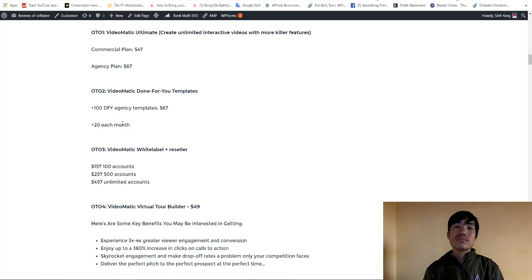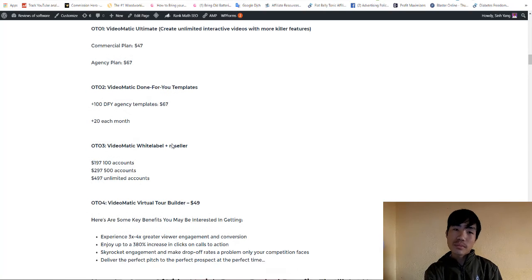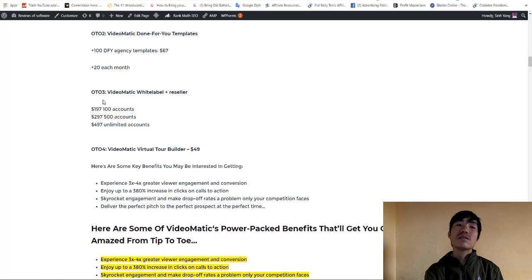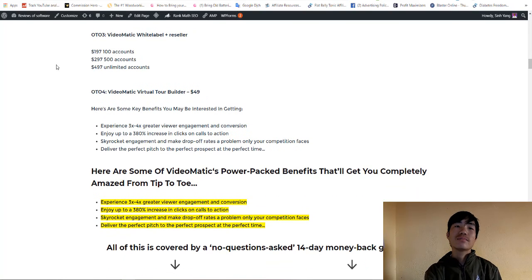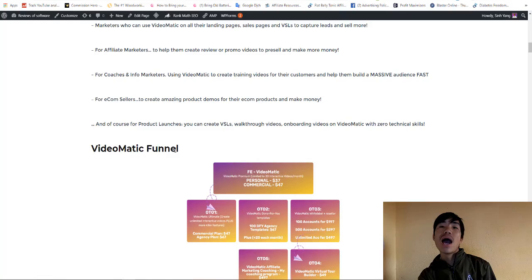I love this because of the price. You see here, 100 done-for-you agency templates are $67. I think this price is pretty cool. And then option number three is $197 for 100 accounts, $297 for 500 accounts, and $497 for unlimited accounts. And then option number four is the VideoMatic Visual Tool Builder, $47. So they have four options for you.